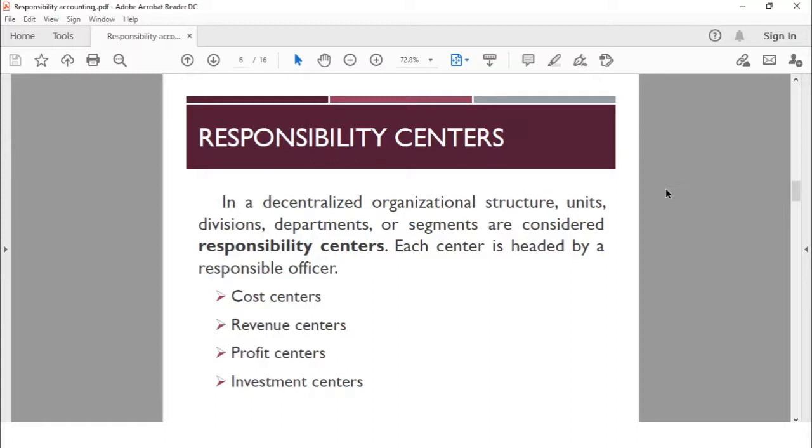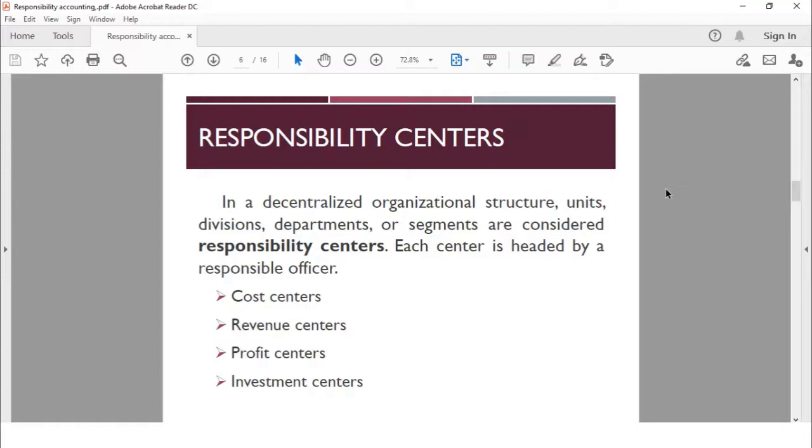Let us explain cost centers. Cost centers are those centers that have control or influence over the incurrence of cost in an organization. Meaning they are the departments that incur costs for the organization, and have control over those costs. For instance, our production department, right? The production department incurs costs in relation to our materials and labor, right?